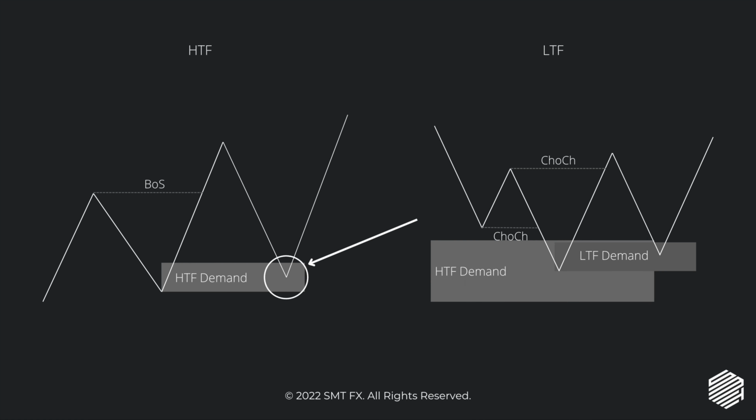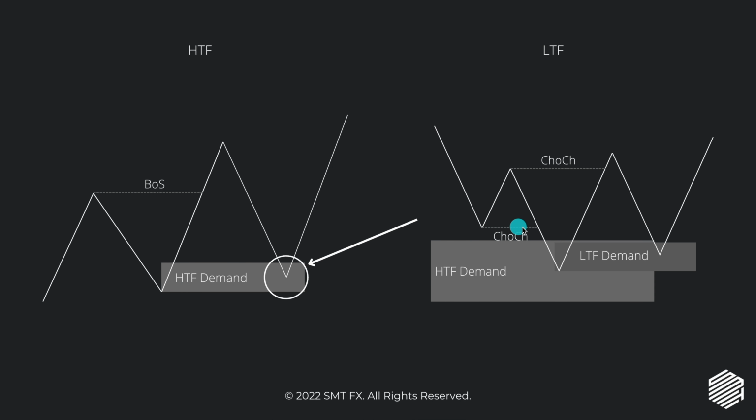Now on the left you can see a higher time frame demand zone. We have broken structure and price has come back down and tapped into the demand zone here in this circle. Now when we look into this area of the higher time frame demand, we are looking for something similar to this on the lower time frames. So what we're looking for is price coming down, creating a lower low, pulling up and making a lower high, and then we want a break of structure.